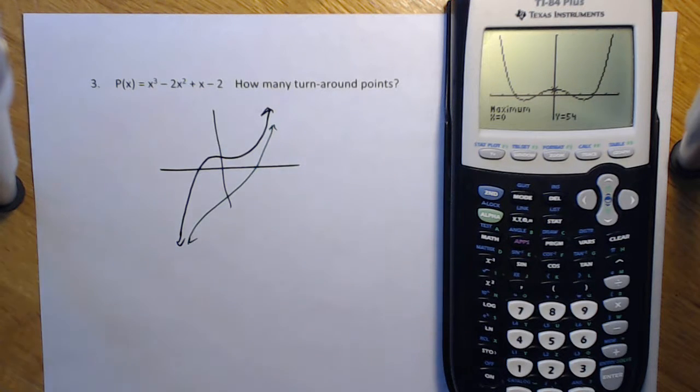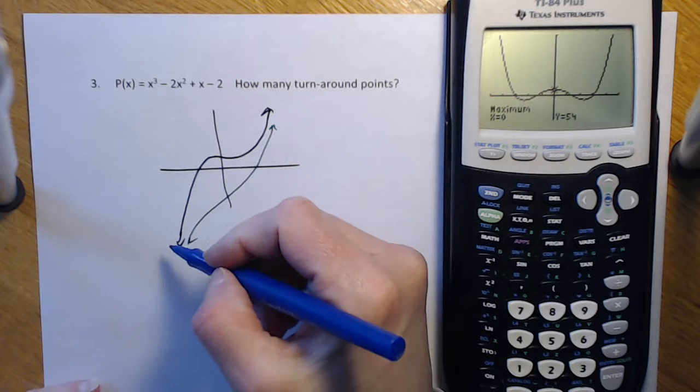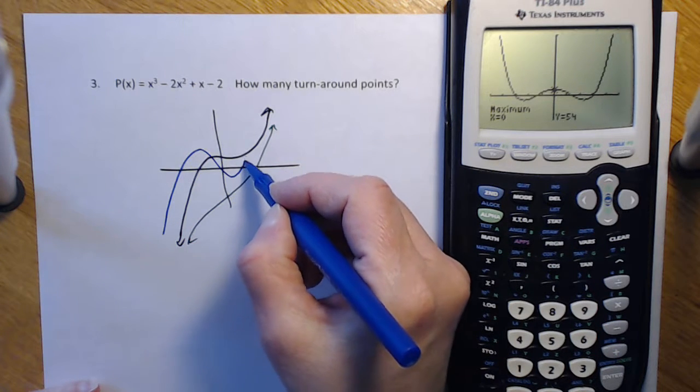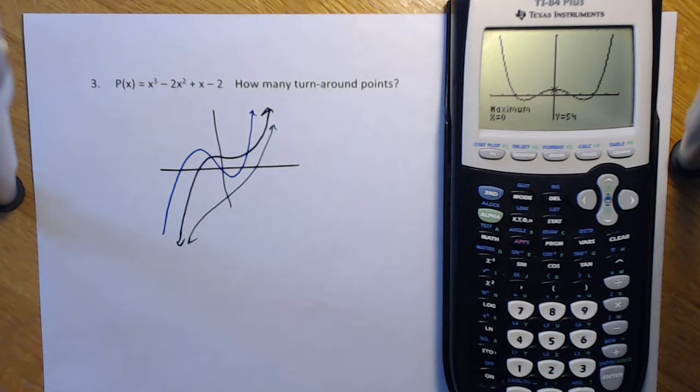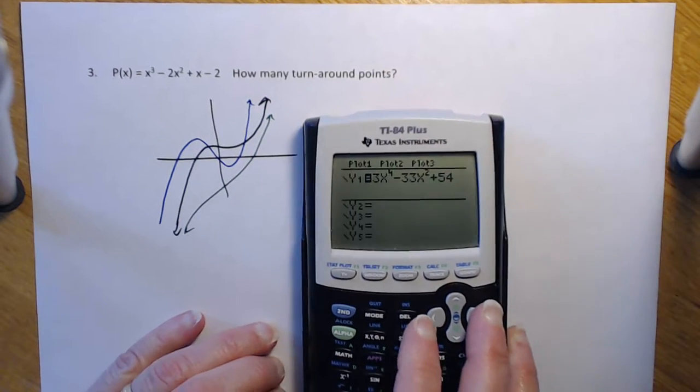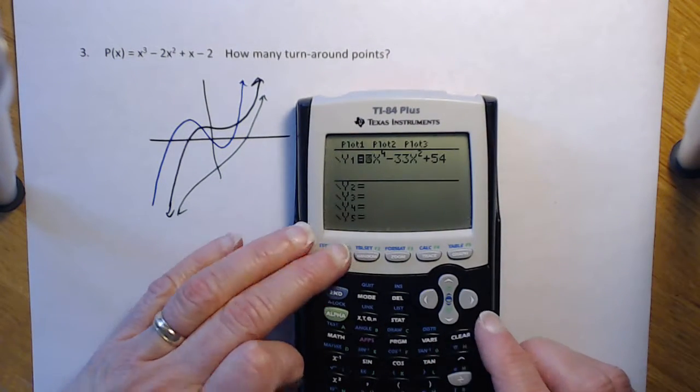Okay, when it turns around, it might come back and hit the x-axis. So again, a few possibilities, but I know the ends should be in opposite directions. Okay. Here I'm asking for how many turnaround points, so maybe that's the only thing I'm really interested in here. So let's get this.